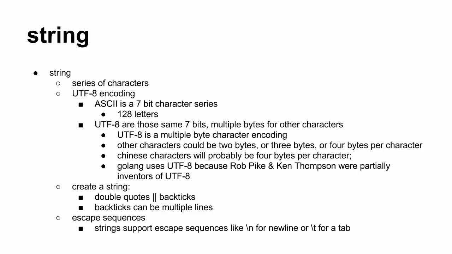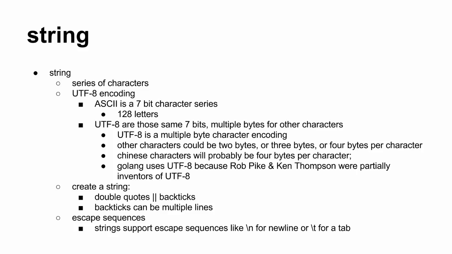And a string is a series of characters. It's UTF-8 encoding. ASCII is a 7-bit character series, the first 128 letters. And UTF-8 uses those same 7 bits, with multiple bytes for other characters. Other characters could be 2 bytes or 3 bytes or 4 bytes. Chinese characters will probably be 4 bytes per character. Golang uses UTF-8 because Pike and Thompson were the inventors of UTF-8.